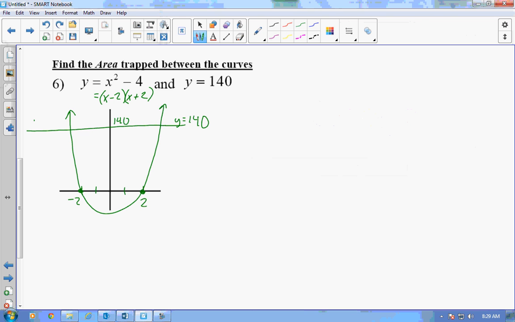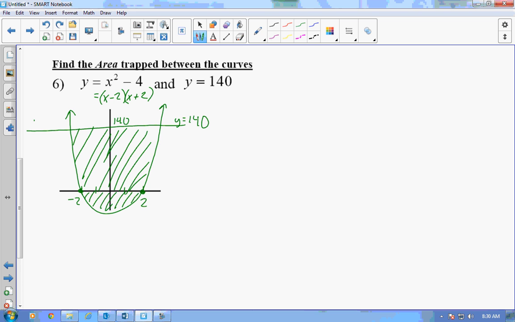Okay, it says find the area trapped between the curves. Where would that area be? Trapped between the curves. Is it from here to here? Is it all of this stuff inside, like a vase, kind of? Yeah. All of that.